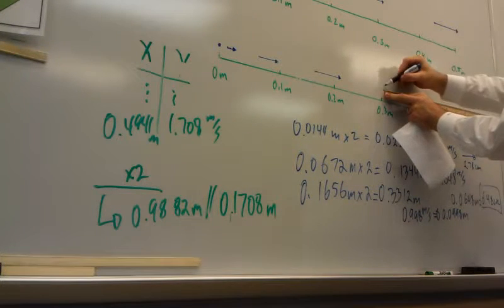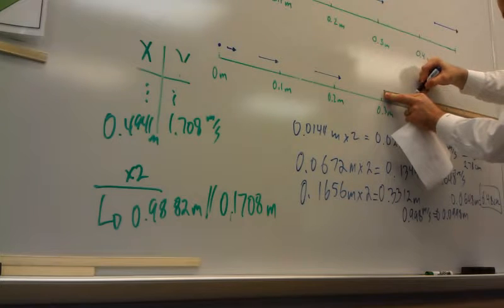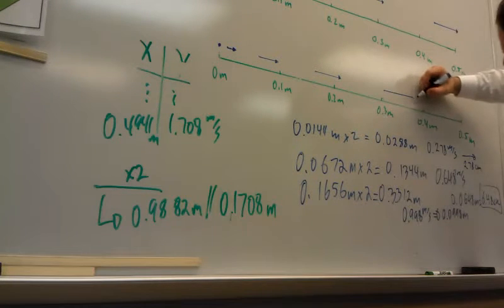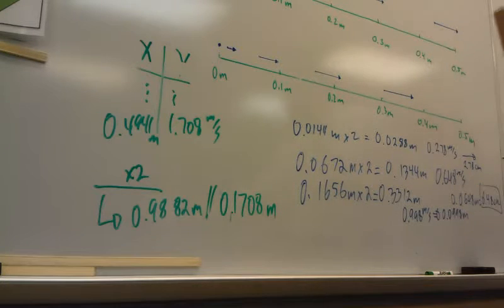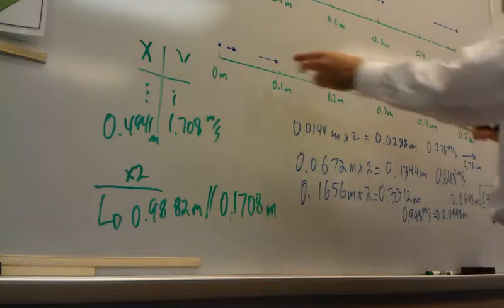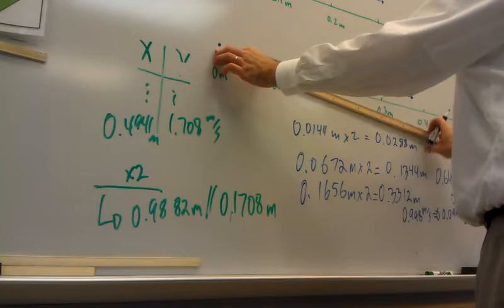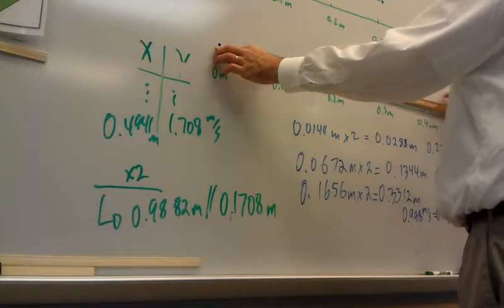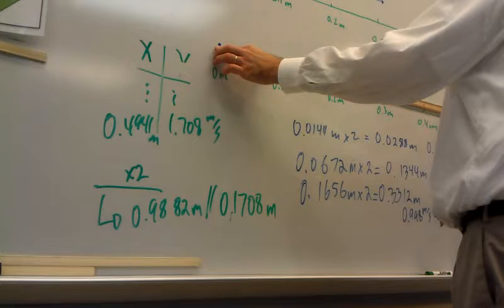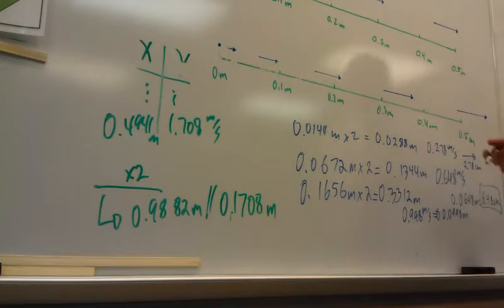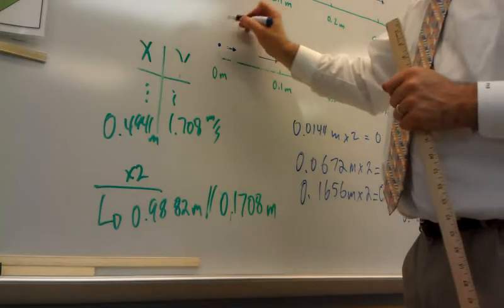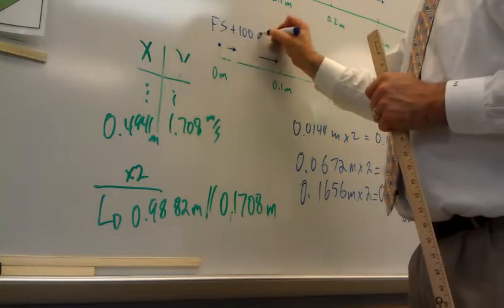Okay? And the last data point is at 0.4941 meters times 2, that's 98.8 centimeters. Put that in, and that ends up being 98.8. It's going to be somewhere over here. And the length of that arrow should be 1.708 meters, scaled down, that would be 17.1 centimeters. Put that in here, and that's our last arrow. So, where does this leave us?